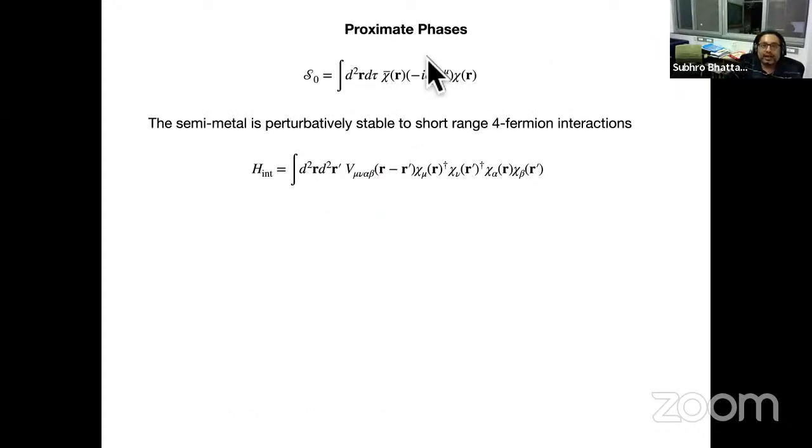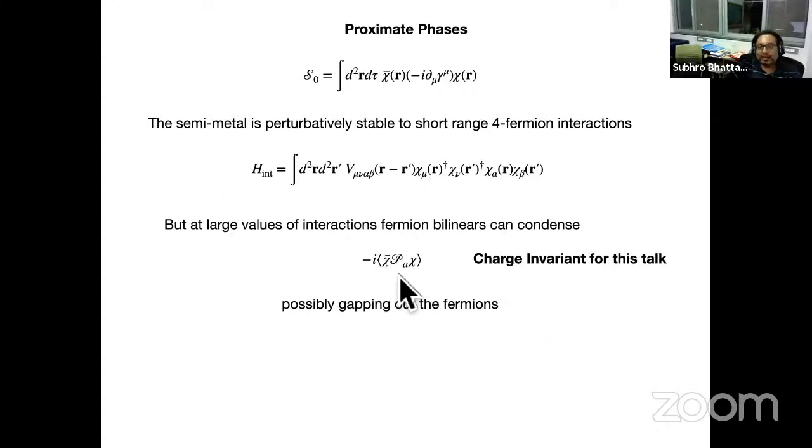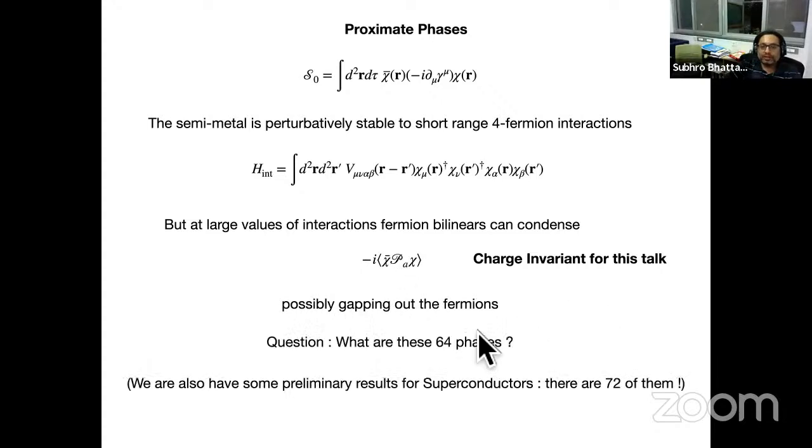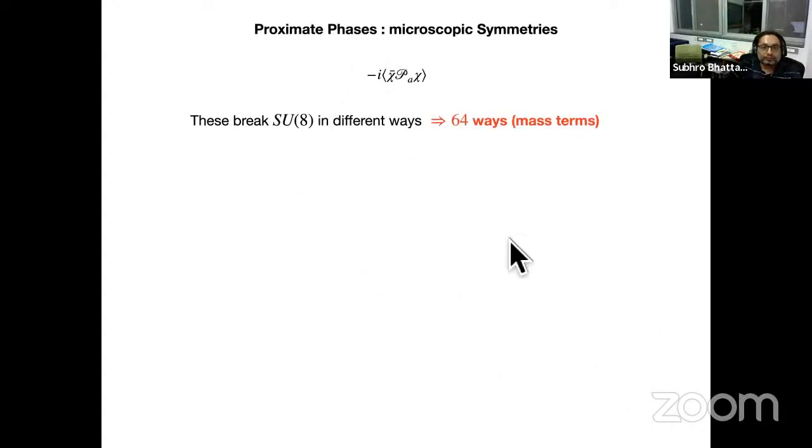And then the question is, what are these proximate phases of this free theory when we turn on short-range interactions, for example, these four-fermion interactions? In this case, I'll think about charge-invariant interactions like chi dagger chi, which possibly gap out the fermions, and there are 64 of them. We also have some preliminary results on the superconductors. In fact, it turns out that there are 72 of them, and I'd be happy to talk about them after the talk. Okay, so what are these 64 phases?